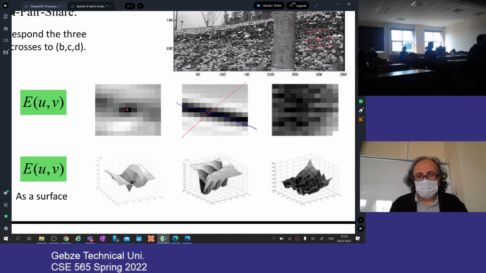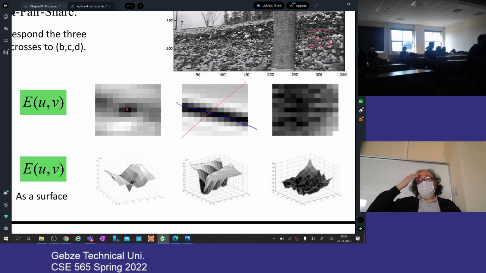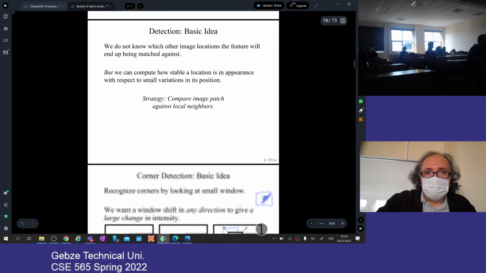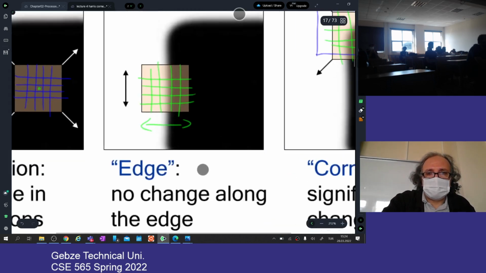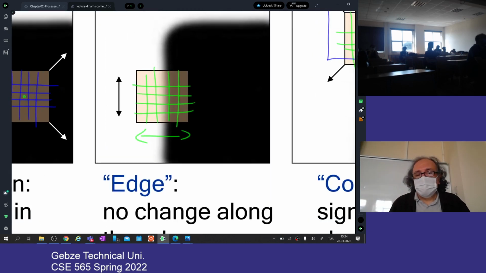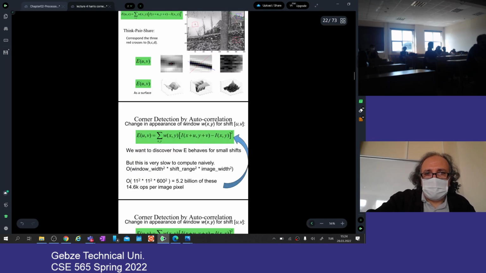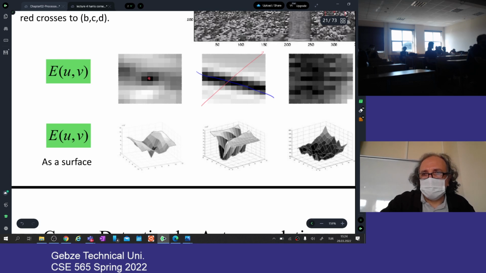Middle. Is the middle one a corner? I think the middle one is an edge, right? It's an edge. Why? Because if I move in the direction of the blue line, it behaves like this. Nothing changes. But if I move in any other direction, there will be differences.